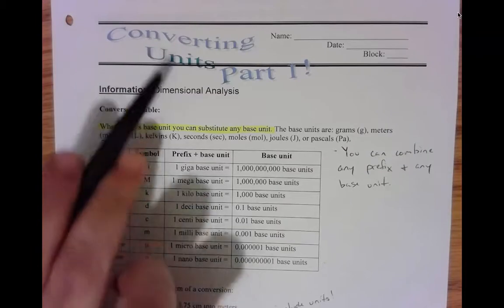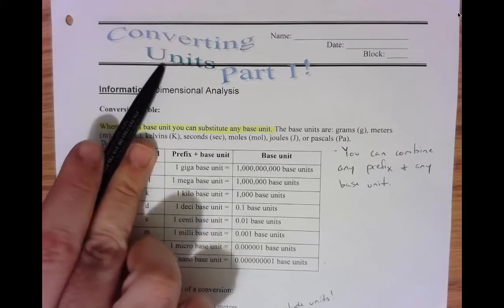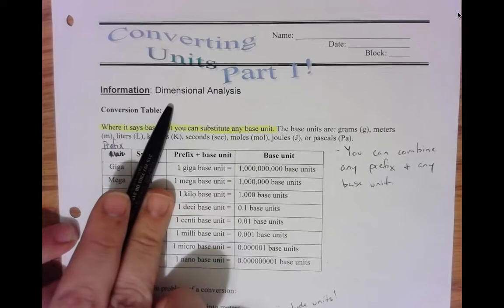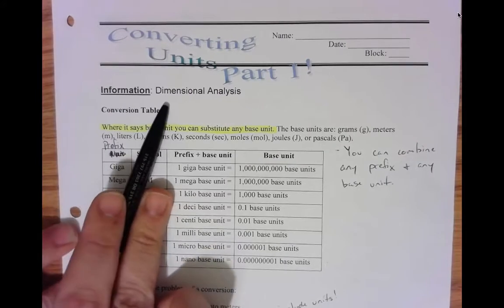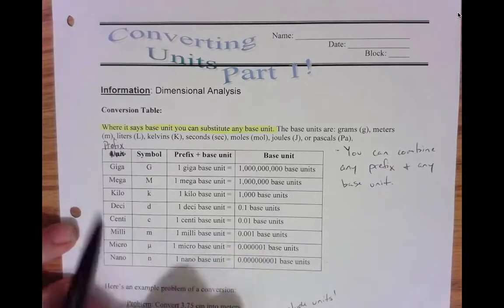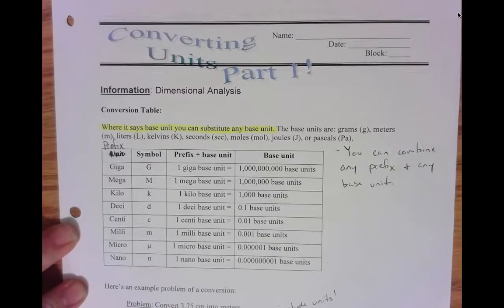Today we are taking a look at converting units part 1. This is the first Chemquest found in our Unit 2 note packet. So we're going to start learning about some dimensional analysis. The first thing we need to look at and learn how to use is our conversion table. This conversion table will be important in this Chemquest, the next Chemquest, and everything else we do in this unit. So get used to it, we're going to be looking at this for a while.